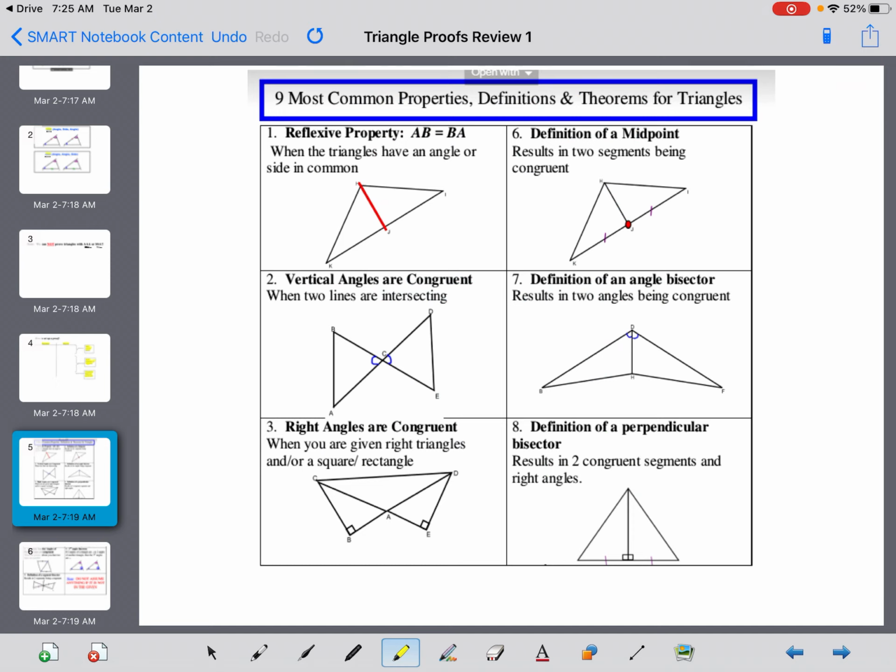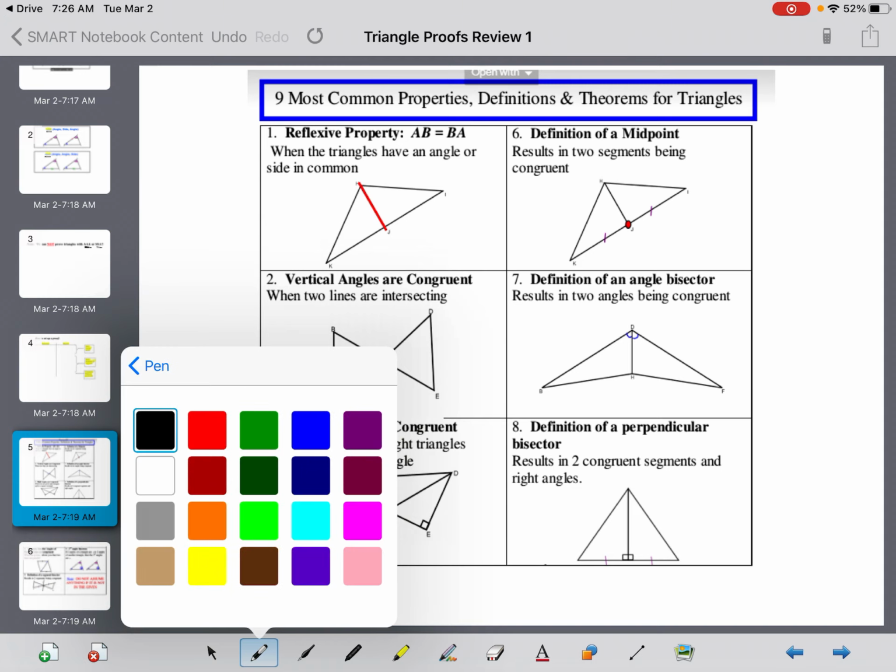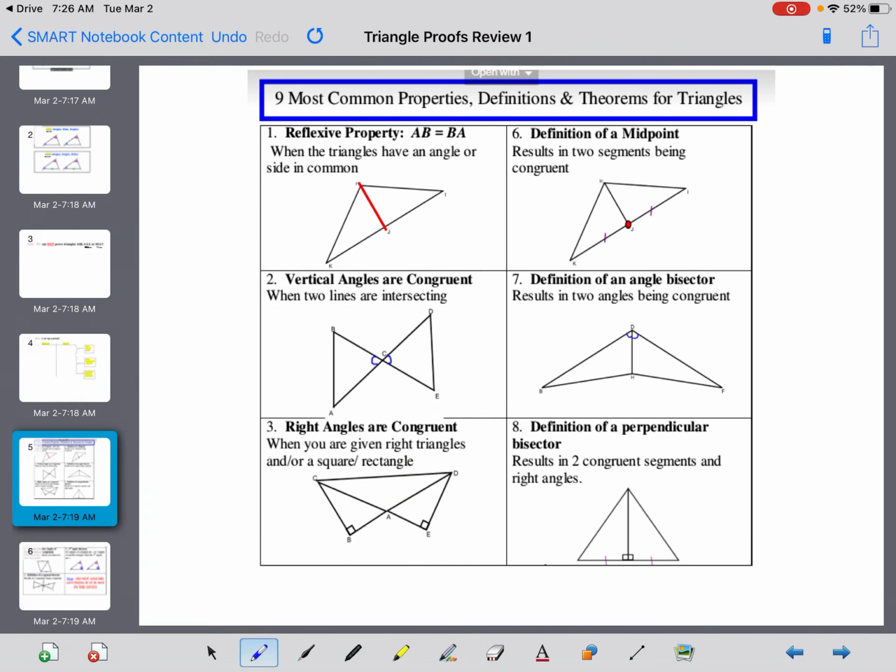Okay, the first thing that we're going to look at are some common properties and definitions that we've learned in class, and that would be useful to us during our proofs. Okay, the reflexive property. When the triangles have an angle or a side in common, AB is equal to BA. Number 2 is vertical angles. Those are our bow ties, okay, when two lines are intersecting. Number 3 is right angles are always congruent, as they're always going to be 90 degrees.